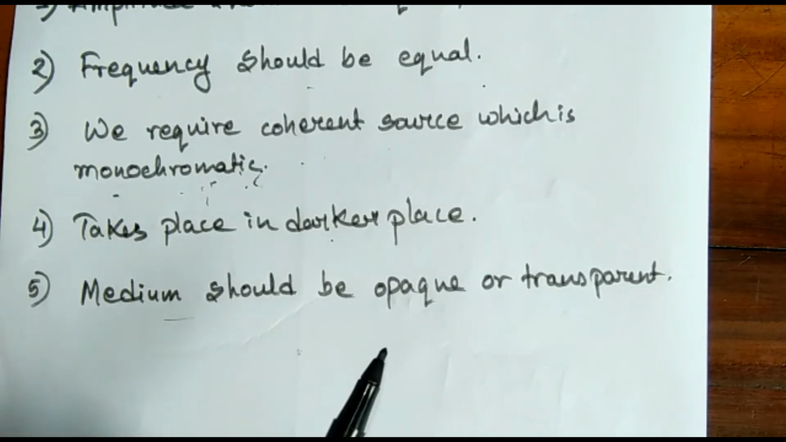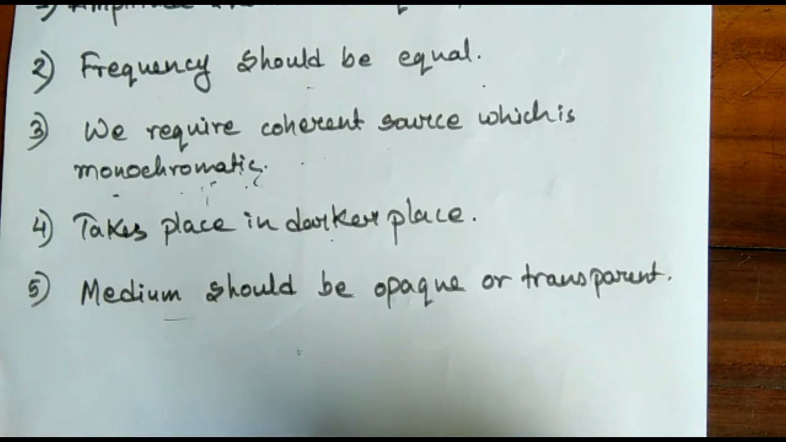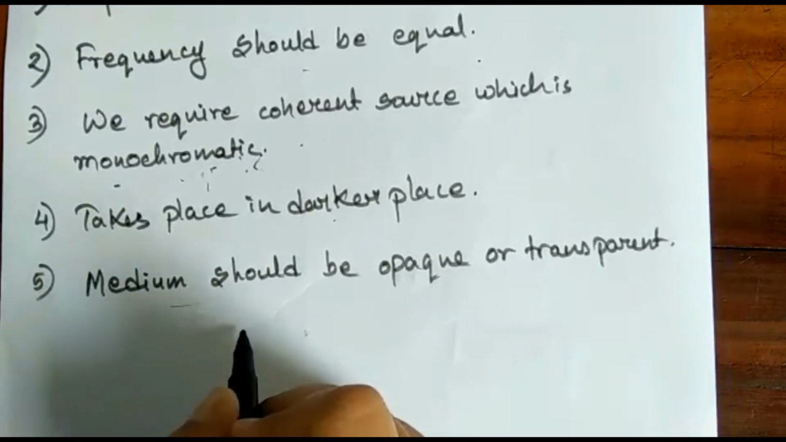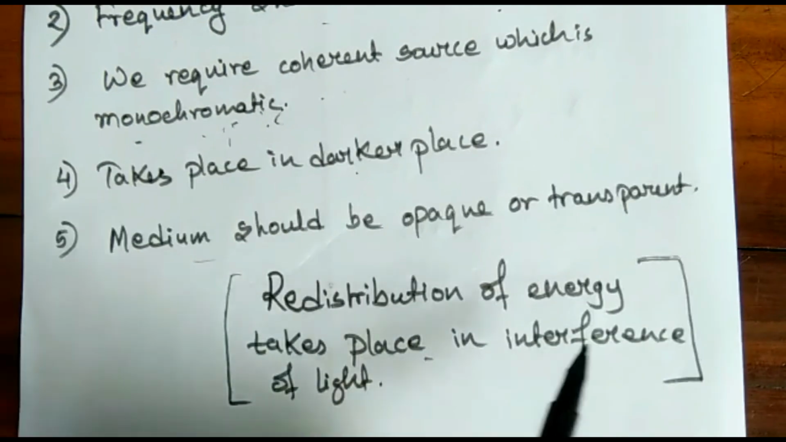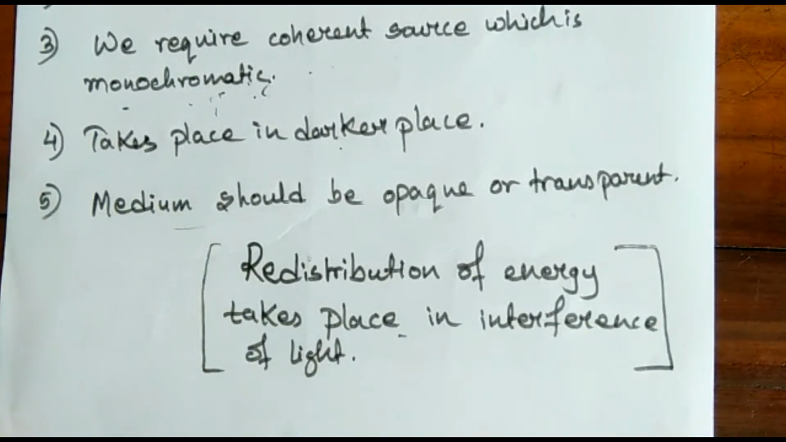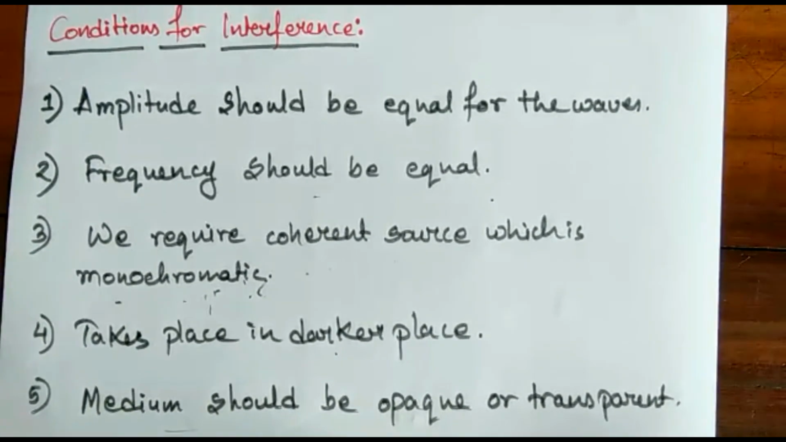And let me tell you that energy is neither created nor destroyed due to interference. The energy that disappears at the points of destructive interference reappears at the points of constructive interference, and that's how the process goes on. So in interference of light, redistribution of energy takes place. I hope all the topics related to interference are clear.